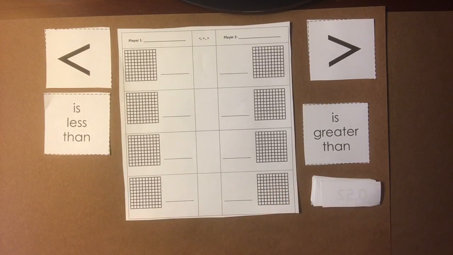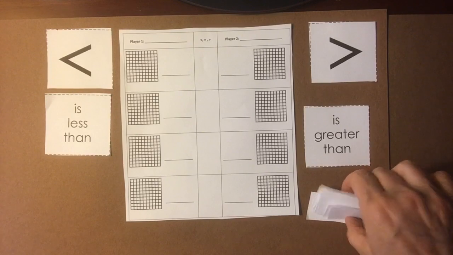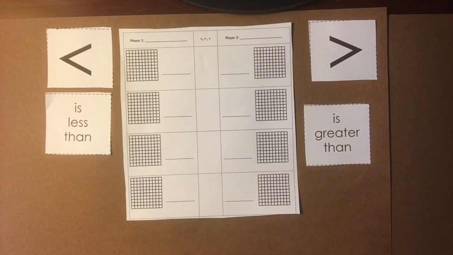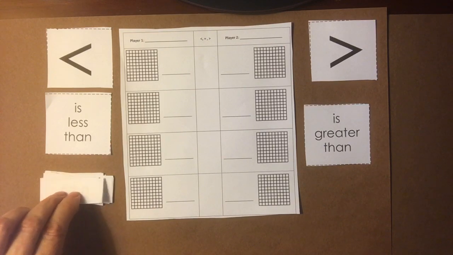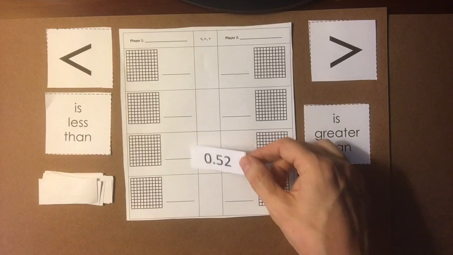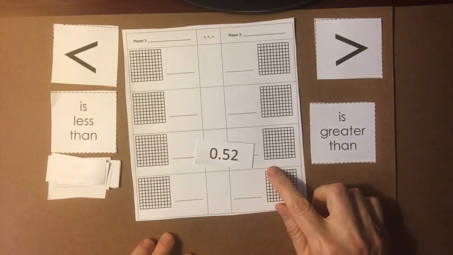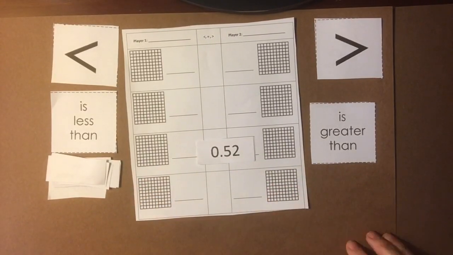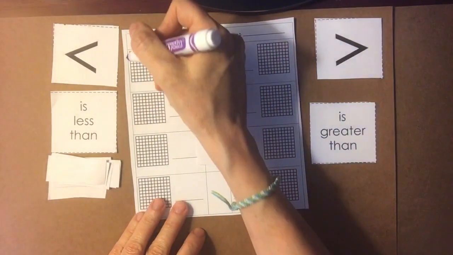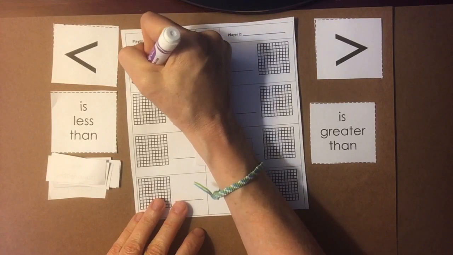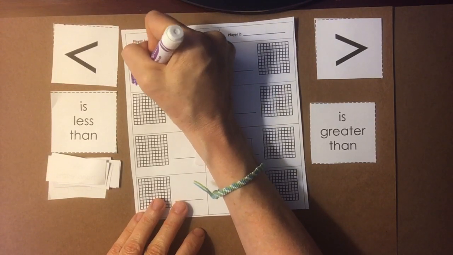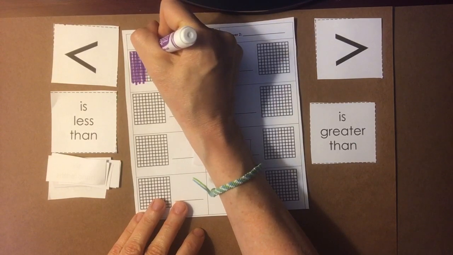So what we're going to do today is we're going to play a game, and of course it's going to be me against you. And what I'll do is I'm going to pull a card, and this card says 52 hundredths, right? So if you're player one, which I will make you player one, you are going to shade in 52 hundredths. So what you would do with your pencil or a marker is you would go ahead and shade in 10, 20, 30, 40, 50, and then 2.